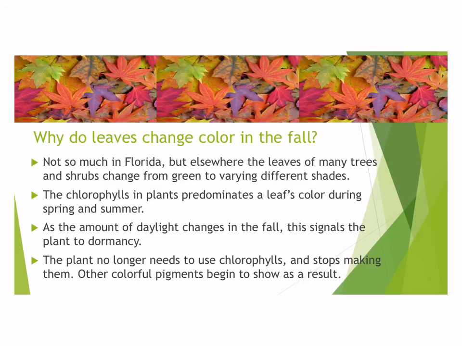At that time, they stop making chlorophylls, and at a slower rate, they stop making the accessory pigments. But what you'll see then when the greens disappear is that these brilliant colors, the oranges, the purples, the reds, the yellows, begin to show as a result. Ultimately, the plant will stop making the accessory pigments as well, and then you'll see the leaves turn brown and fall off. But that's why leaves change color in the fall. And that's it about light and pigments.